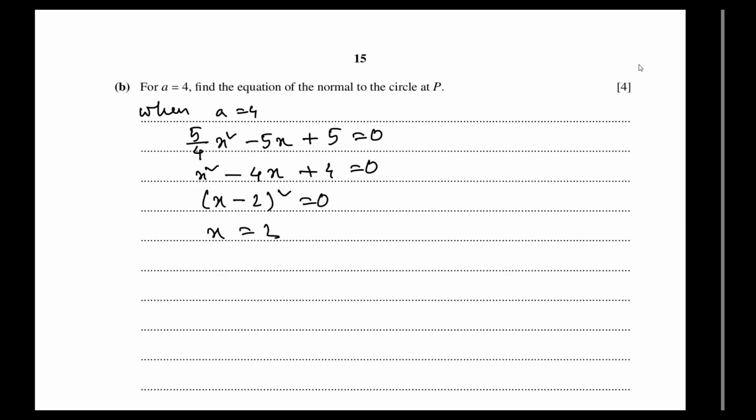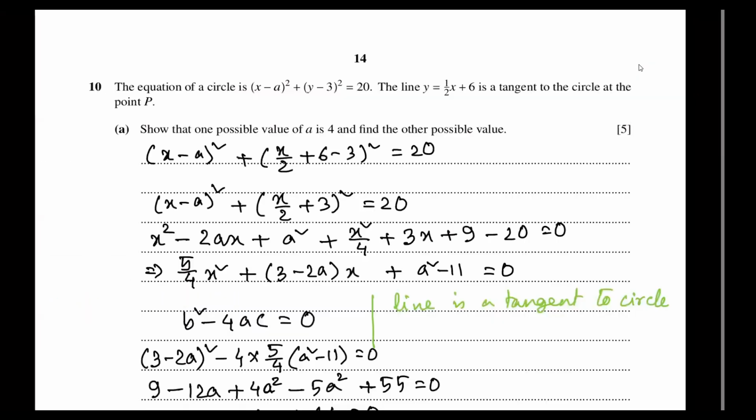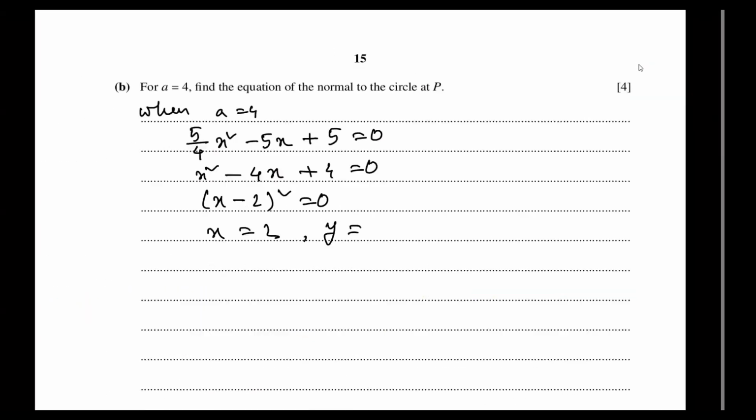Once you know the value of x, 2, then find the y coordinate. Use the equation of the tangent, half x plus 6. Half into 2 plus 6, that's 7. So the coordinate of P is (2, 7). Now the tangent, remember, has the gradient.